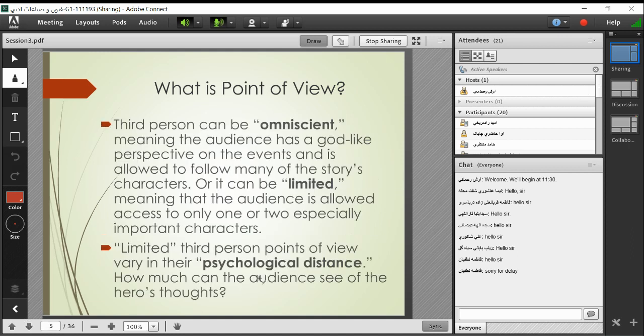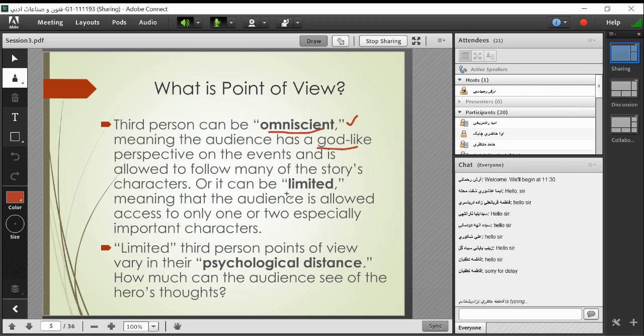Now, the third person can be divided into two subcategories. The first one is, of course, the omniscient one, which is like a godlike perspective. The omniscient one knows everything about all of the characters and can freely, like a bird or like a ghost, enter the mind of any character he or she wishes to. So this one gives us a lot of details about the characters. The exposition is usually more detailed.